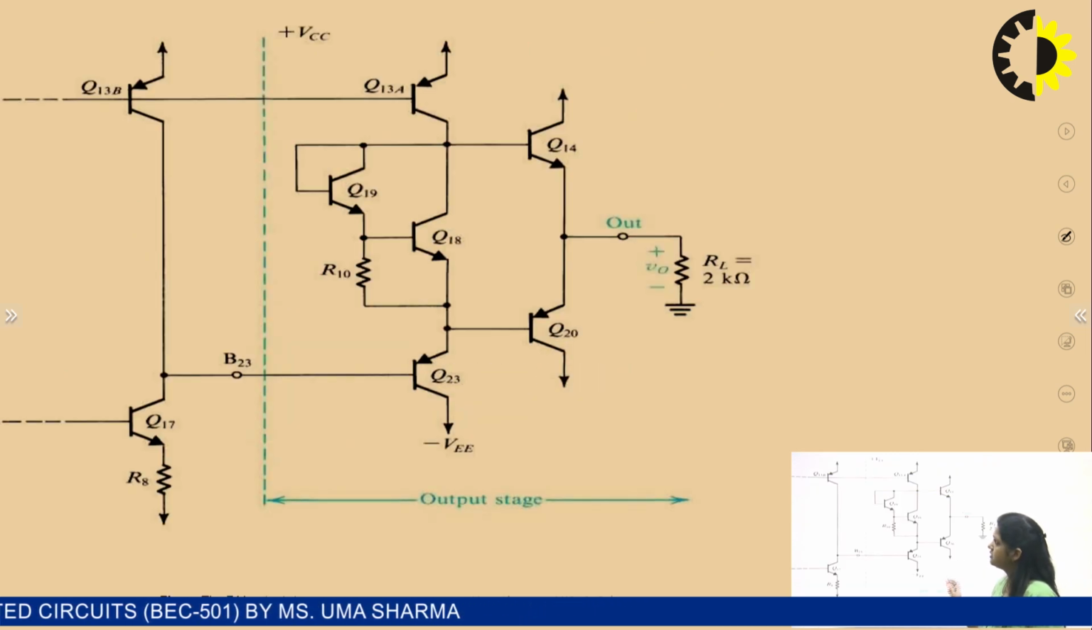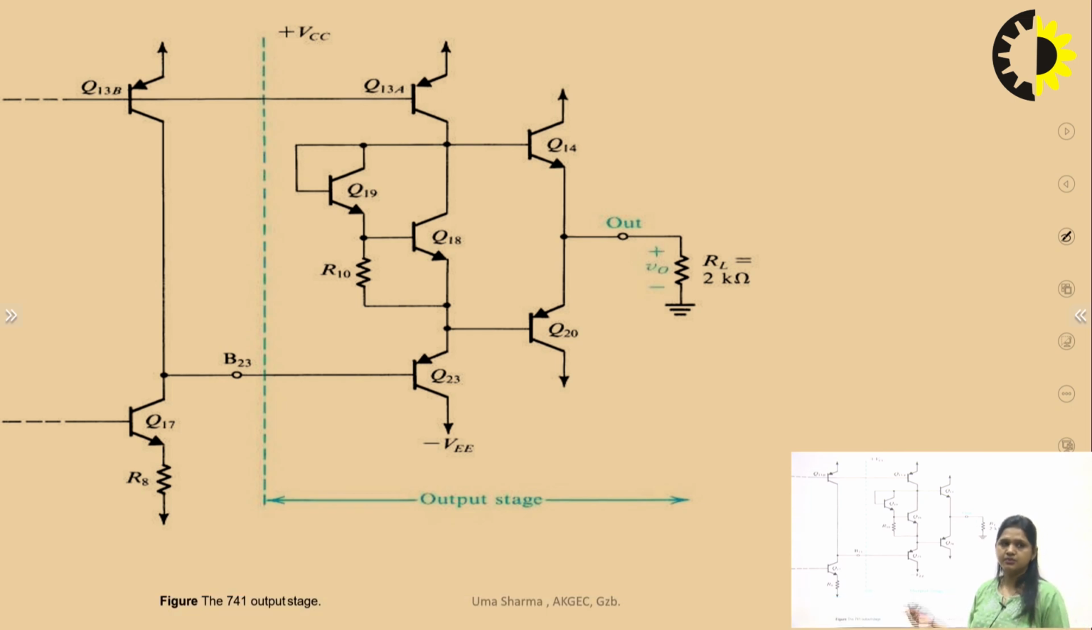So let's see the output stage. Till now we have studied these transistors. In the output stage, these many transistors are involved. To calculate the output impedance parameters, we have to consider these circuits. So this is not the AC equivalent circuit. Basically, this is the circuit diagram of the output stage.